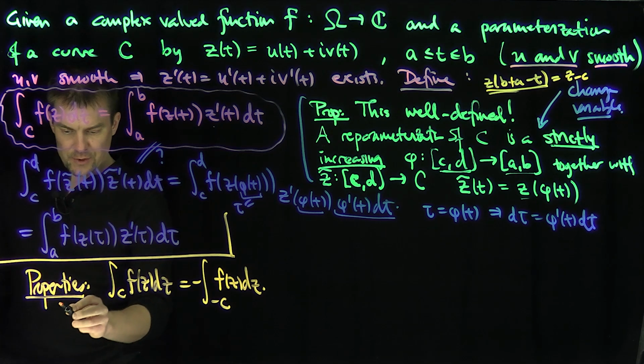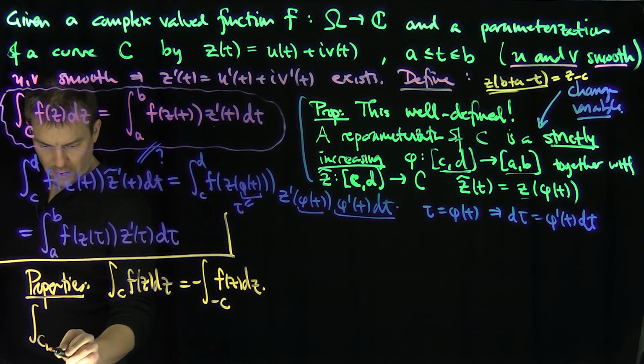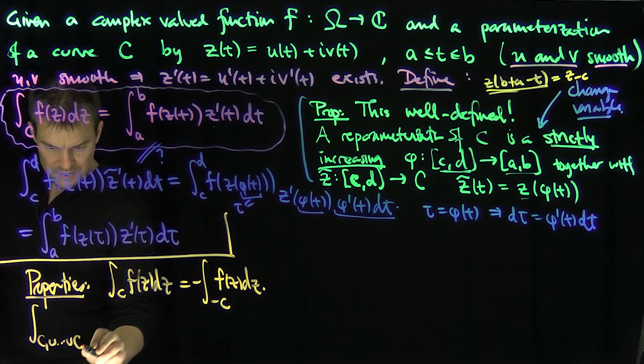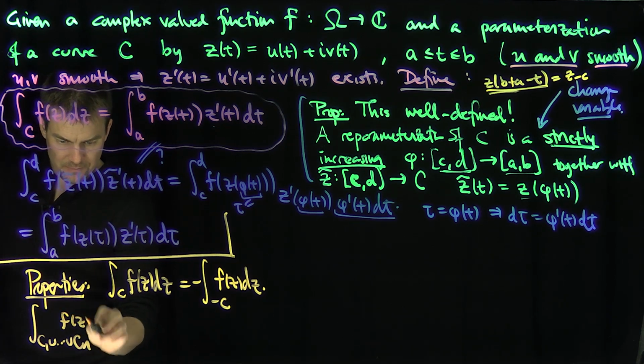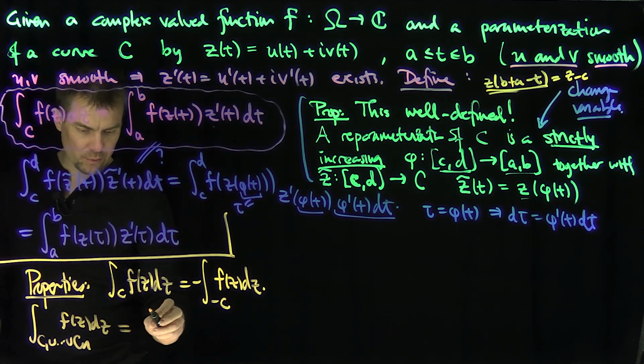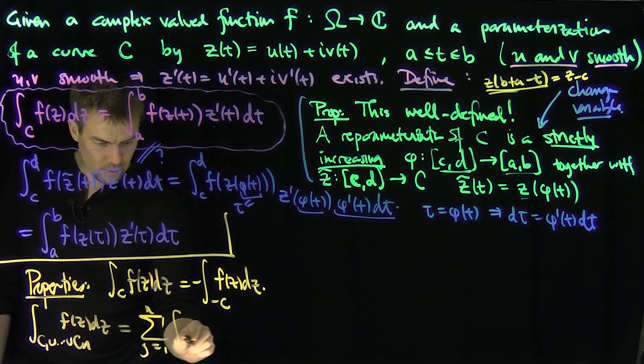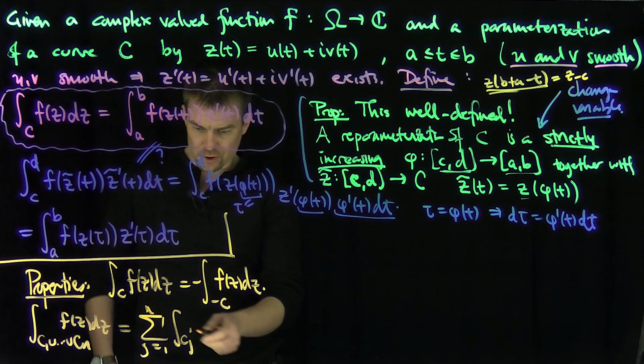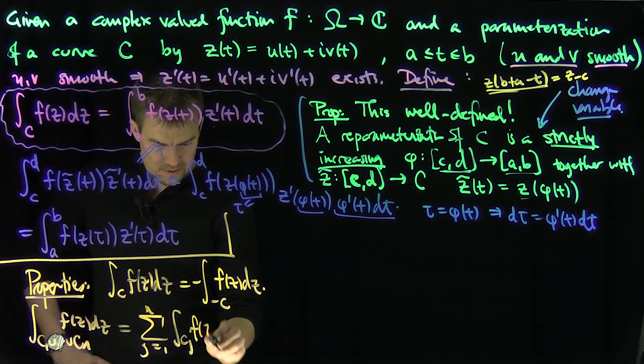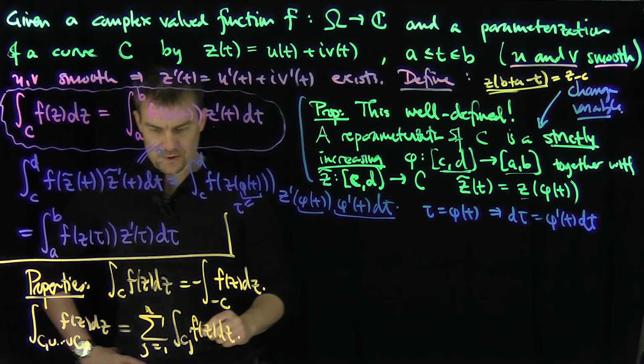And then what you can say is that if you have the integral over a whole bunch of curves, C1 through Cn, of f of z dz, that's exactly what you expect. And this is trivial to prove. It's just going to be the sum, j goes from 1 up to n, of the integral over Cj of f of z dz. So you just break it up in terms of the sum. Okay, those are the two most salient ones.